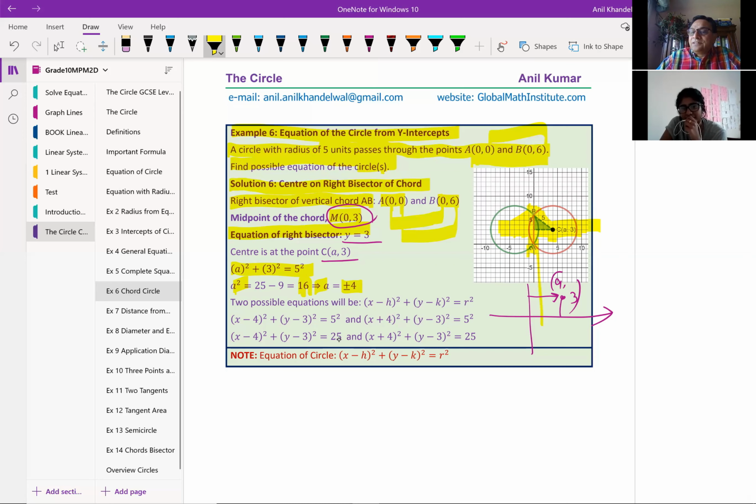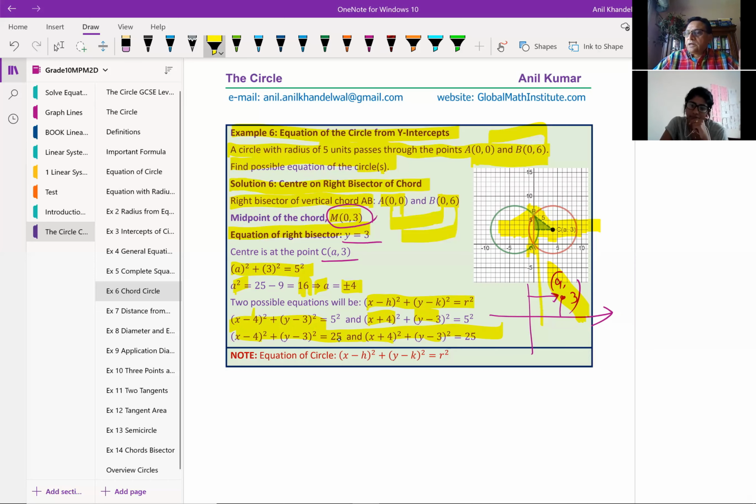Now you know the center and you know the radius. So you can write the equation using your standard formula: (x - h) squared plus (y - k) squared equals r squared. Just substitute the newfound coordinates a and 3. a could be plus or minus 4, so we get two different equations, right? That gives you the answer. 5 squared is 25, and here is the result. Is that clear? Very interesting question.